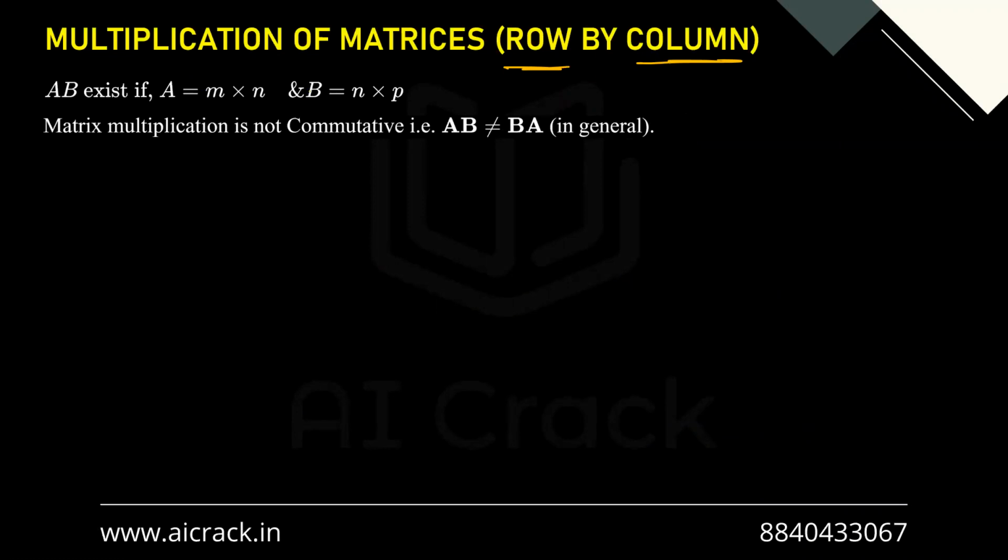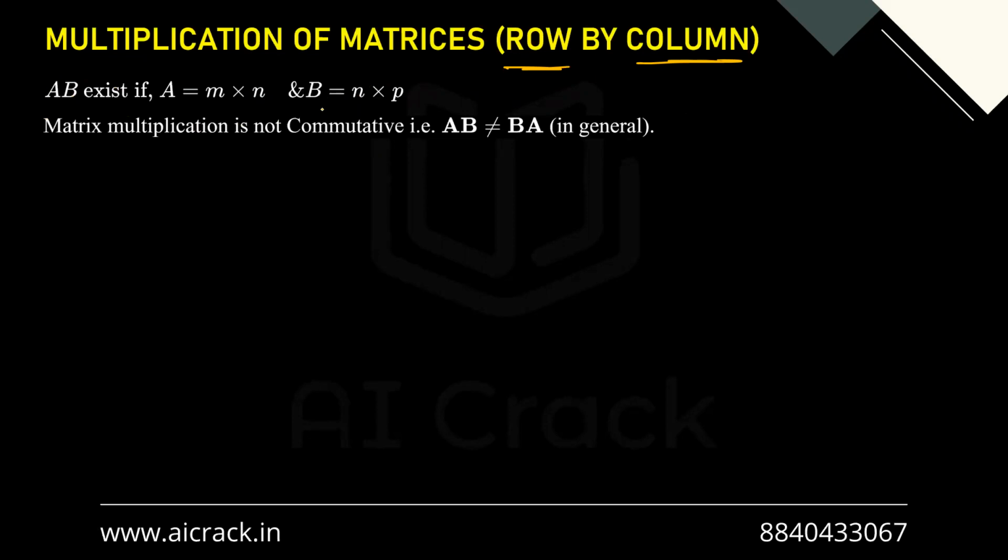First of all, let's try to understand when can we say that AB exists. So it's not like we can multiply any two matrices. There have to be certain conditions met after which we can say that AB exists. Basically, if the order of A is M cross N and the order of B is N cross P, then only we can say that AB exists. So the number of columns in matrix A must equal the number of rows in matrix B. If they are the same, in that case only AB exists. Otherwise, AB won't exist. We cannot multiply them.